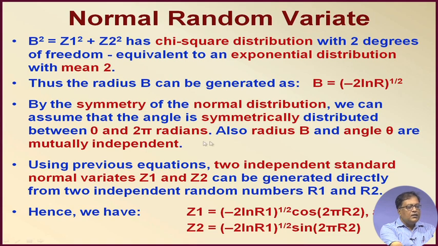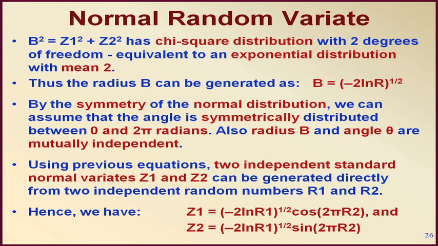Through that, we can write z1 equal to (minus 2 ln r1) to the power half cos 2 pi r2 and z2 equal to (minus 2 ln r1) to the power half sin 2 pi r2. So, forgetting the complications of the mathematics presented here, these two relationships are very important, because if we have two random numbers r1 and r2, by these transformations we can generate two normal variates, right.